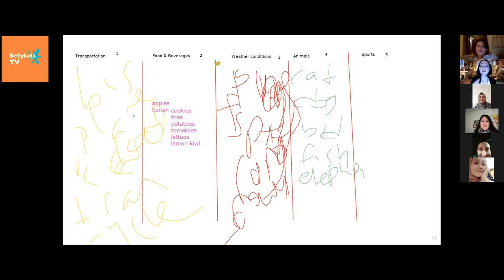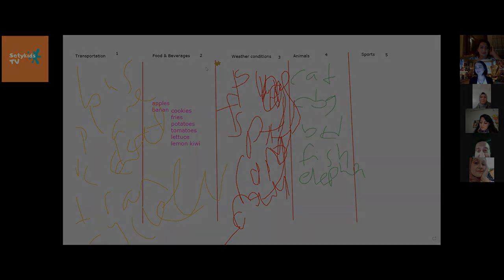That's why you are using different colors. In the second round, you go to the next category and you write all the other words and you use your different color pencil so that we can understand who wrote what. Okay.